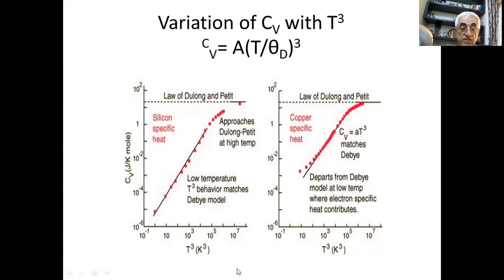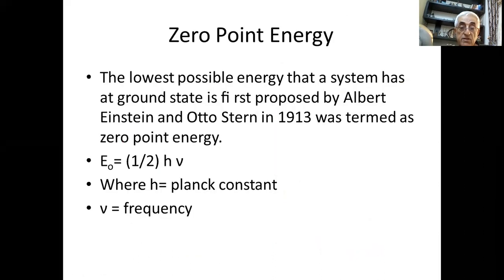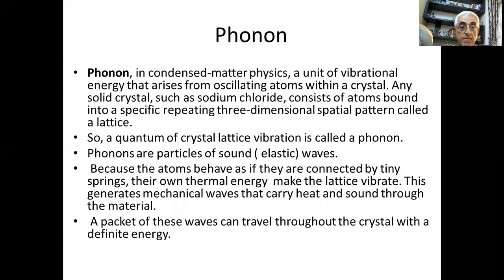The variation of CV with temperature cubed, and the equation is given here. Zero point energy, the lowest possible energy that a system has at ground state, was first proposed by Albert Einstein and Otto Stern in 1913 and was termed zero point energy. E naught equal to half h nu, where h is Planck constant and nu is frequency.